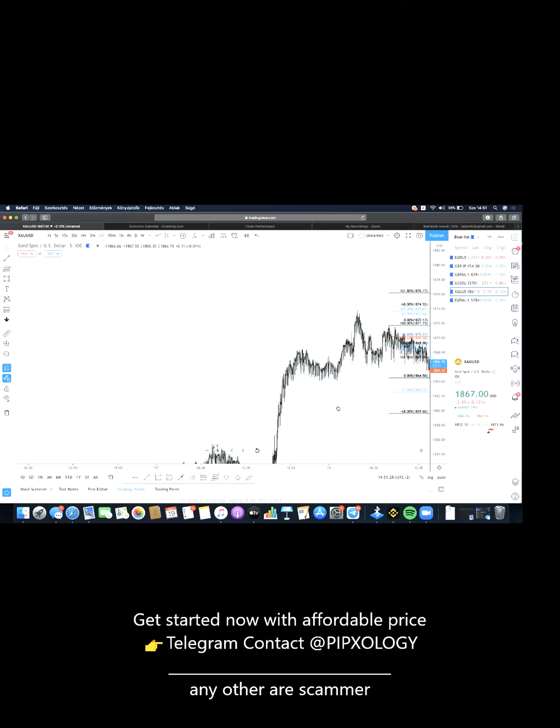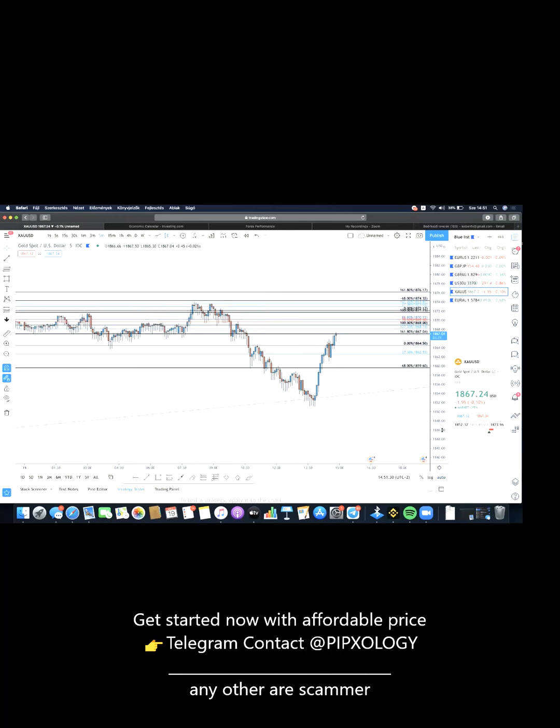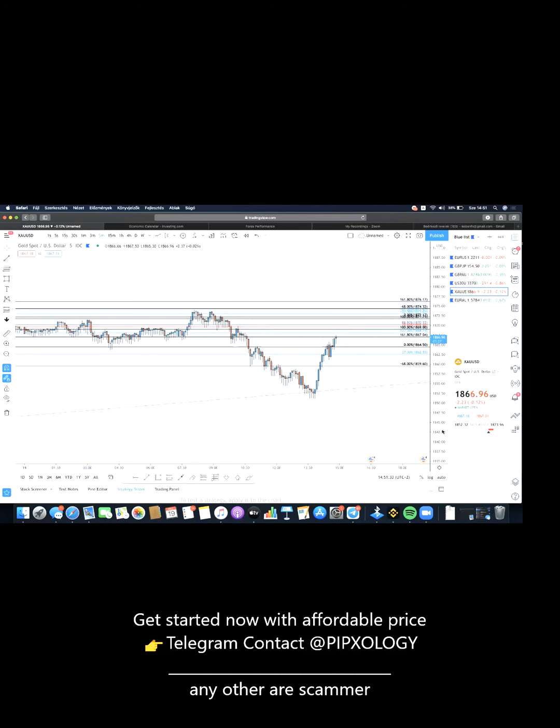Trend line break retest. I think the GA was good for a trade even. GA was really nice.